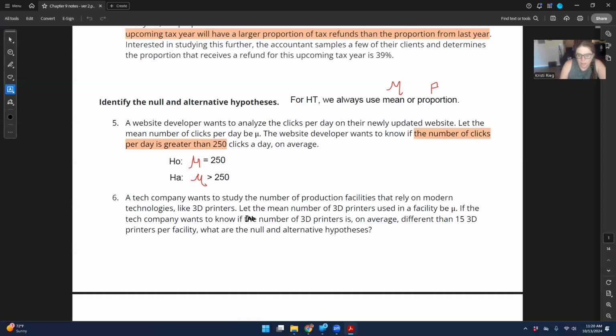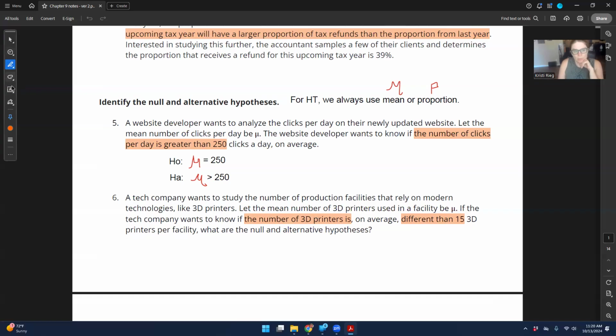If the number of 3D printers is different than 15. I don't know why that "on average" is in the middle there. The number of 3D printers is different than 15. What are the null and the alternative?